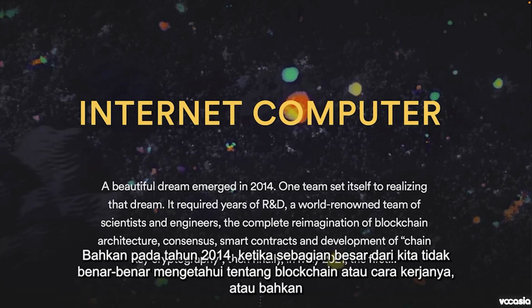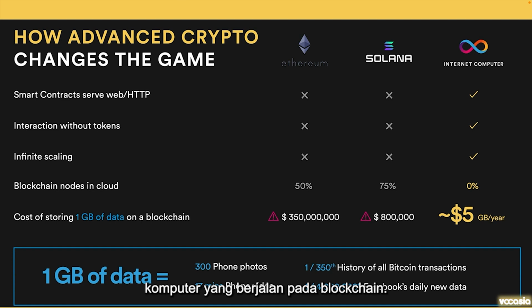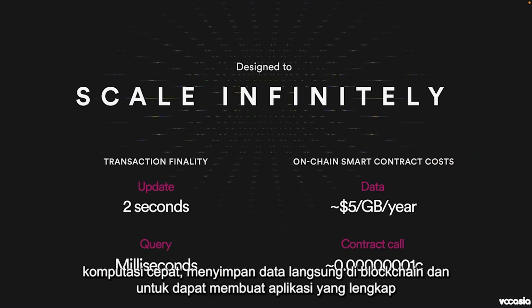Back in even 2014, where most of us were not really aware of the blockchain or how it works, or even had the smarts to buy a Bitcoin, the team at Dfinity started building the internet computer. And the idea is to build a scalable cloud computer that runs on a blockchain. So it has all of the benefits of a trustless, decentralized system, but also it allows you to perform fast computations, store data directly on the blockchain, and to be able to create fully fledged applications on-chain.